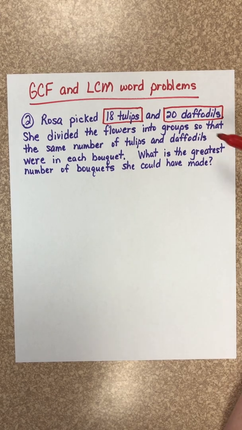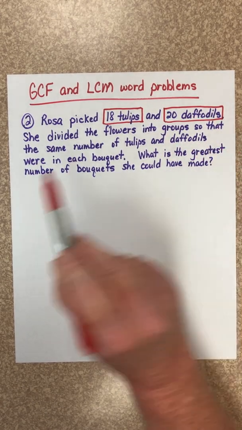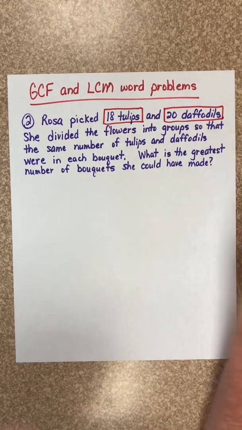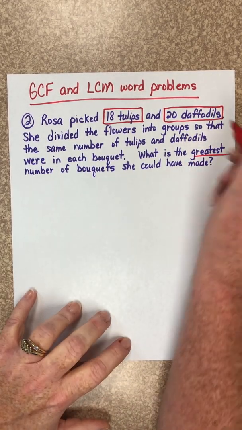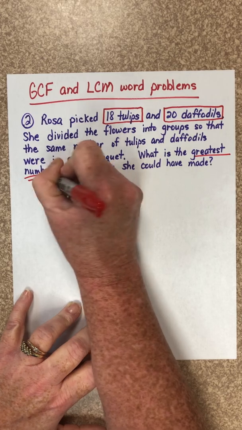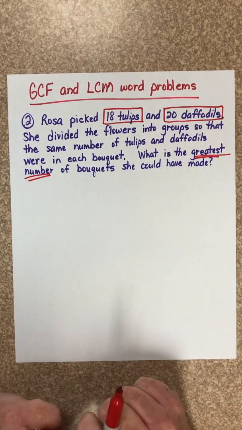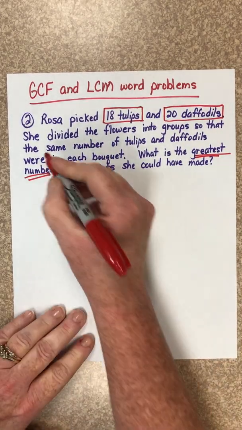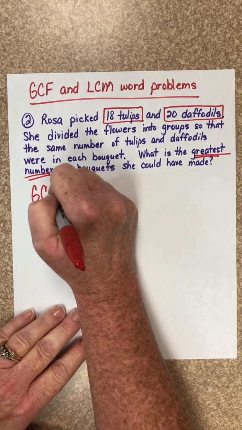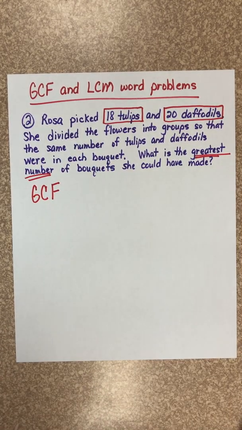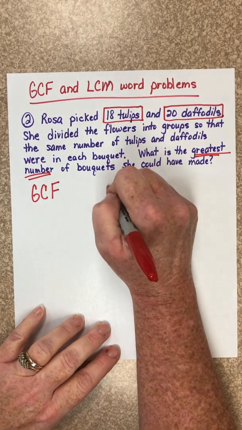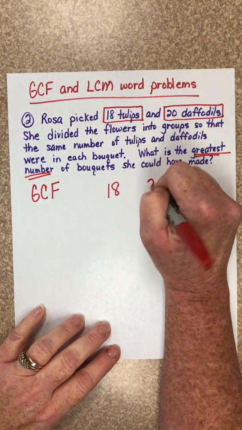And then if we want to find out if we're going to do least common multiple or greatest common factor, we go to the question. What is the greatest number of bouquets she could have made? Here we go. Greatest number. That tells us what we're going to do here. That is greatest common factor. So now let's write down 18 and 20.